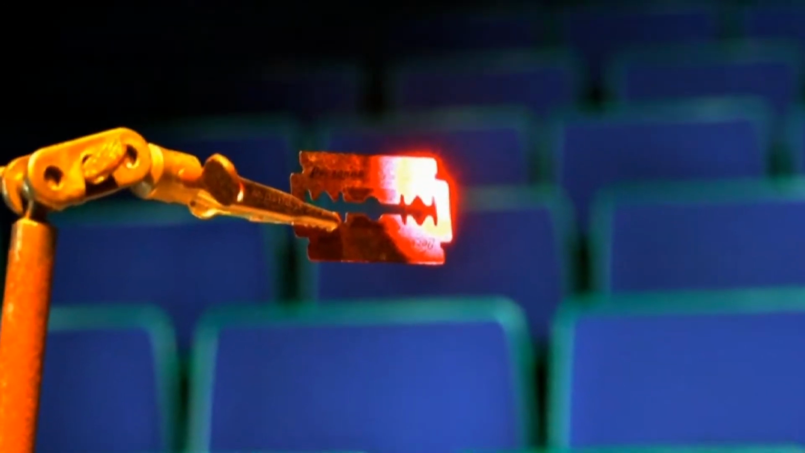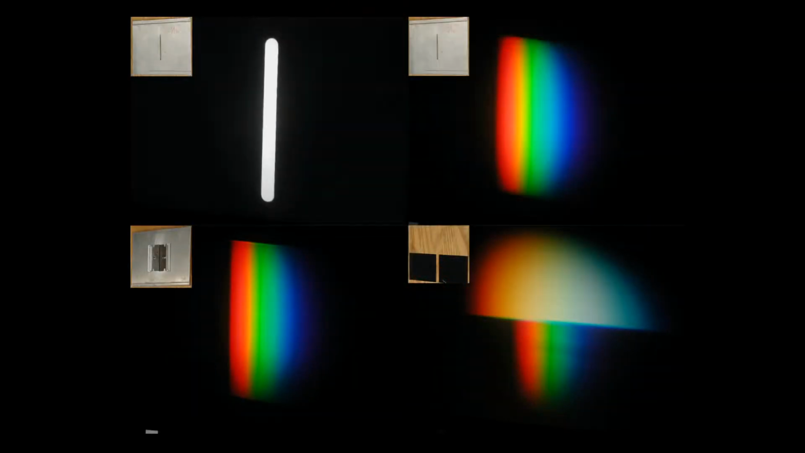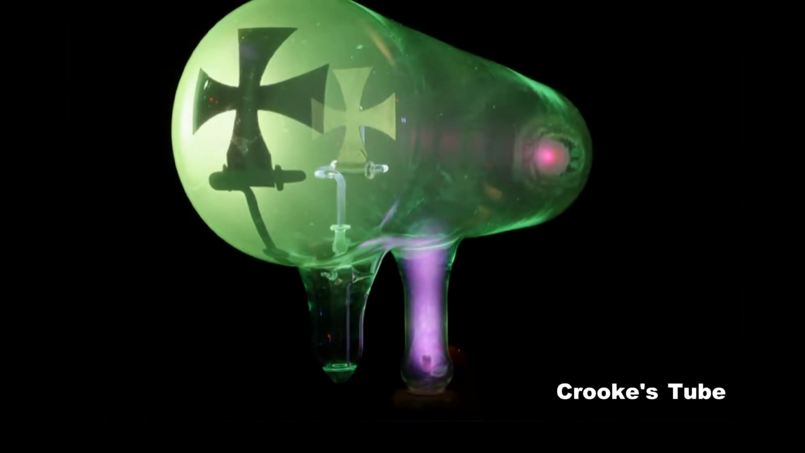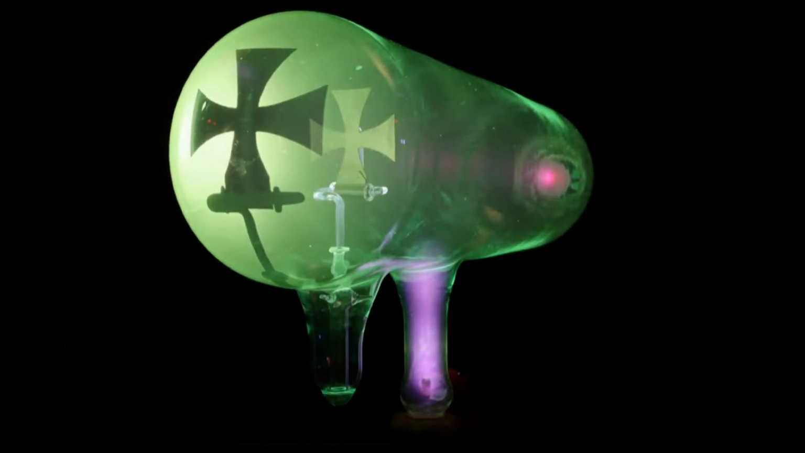Then with single edge diffraction, we see the very intriguing patterns around the edge of the razor blade. This is another very important clue. We also have important clues revealed in the continuous spectrum of light that is shown in these single slit experiments. Experiments that have been undertaken with electrons also have left us with some important clues that will also help us solve this mystery.